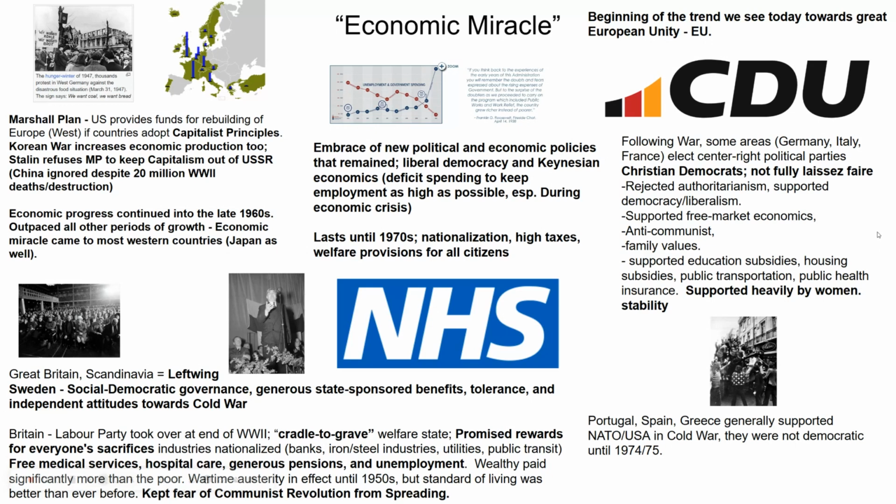So what does that look like in Europe? Well, let's start with Britain and Scandinavia. These two nations adopt a full embrace of Keynesian economics and social democratic governance. The Scandinavian nations, Sweden, etc., already did do that to an extent. They started during the Great Depression, but now Britain is getting in on the game. They see generous state-sponsored benefits in their nations. And in Britain, this is led by the Labour Party.